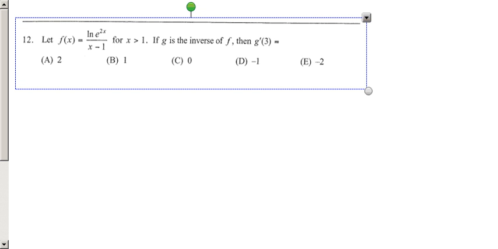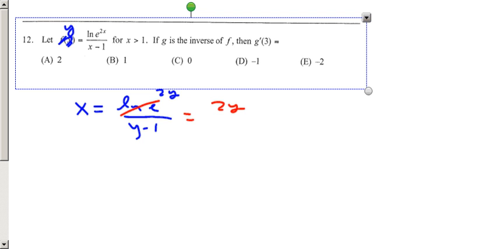Okay, inverse functions. This just brings us back to pre-cal a little bit, but if we say this is y and g is the inverse of f, well then the inverse functions look like this. We just switch the x's and the y's. So you have x equals ln e to the 2y over y minus 1. Well, we know that up top that cancels off, so we just have 2y over y minus 1 equals x.